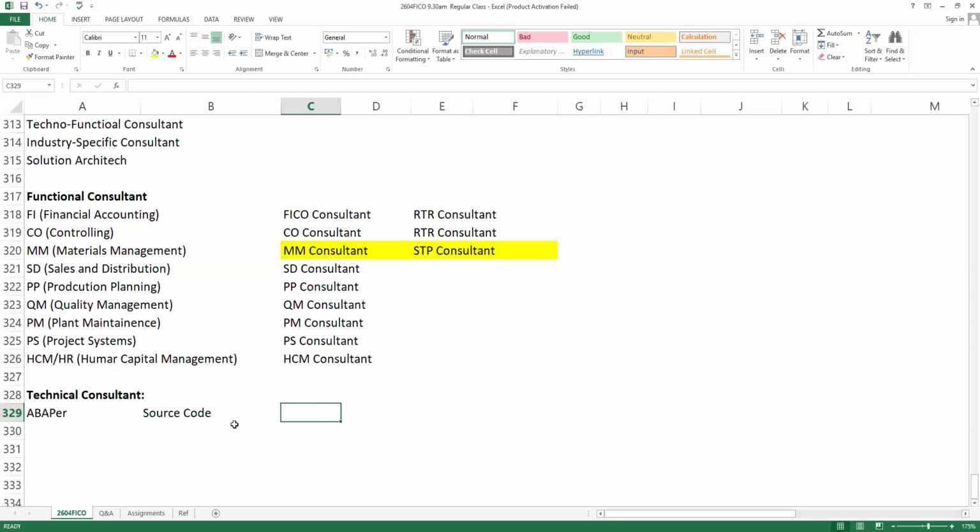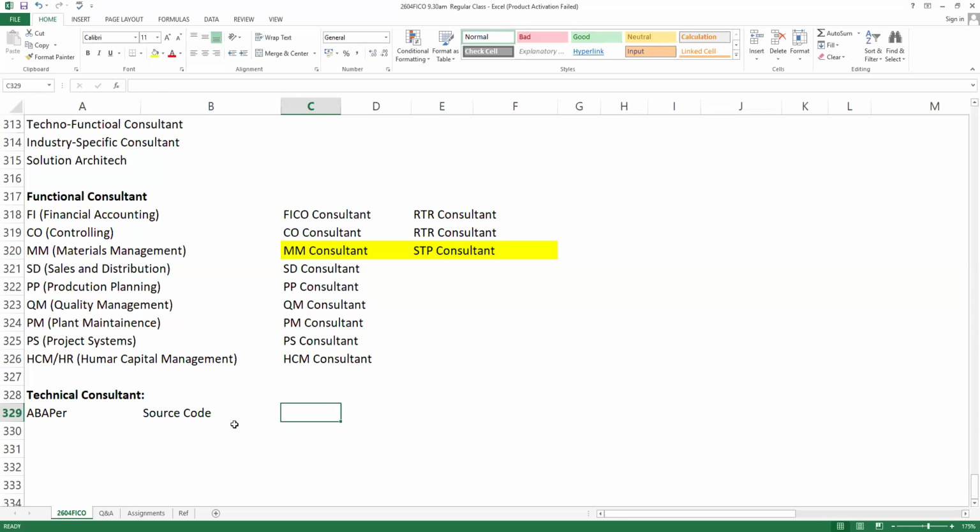Now we are understanding the technical consultants. The ABAPer is a technical consultant. What exactly is their role? They will do the customizations with the functional consultant's support. We will explain how exactly these functional consultants and technical consultants go hand in hand to do the customizations.